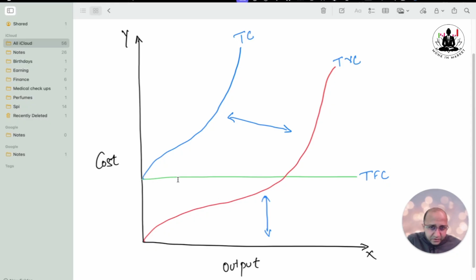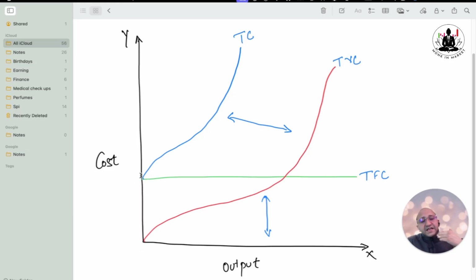Fixed cost is a constant line of green color over here. It means it will always stay constant. It will not vary. That is why it is called fixed cost. It is parallel to the horizontal line and it is always fixed, and it's never zero, guys. See, this is zero, but it will never be zero.